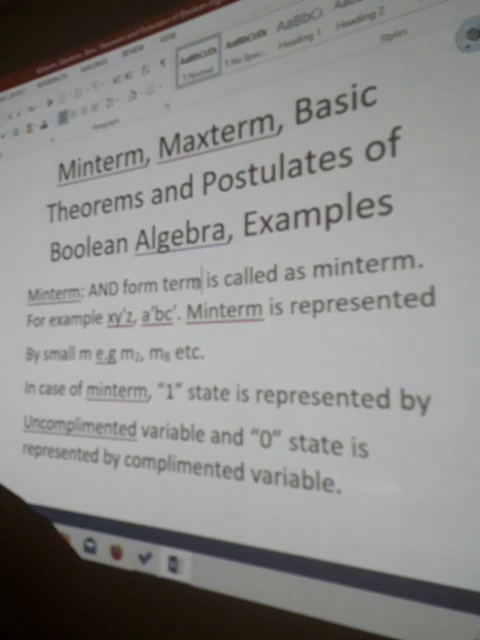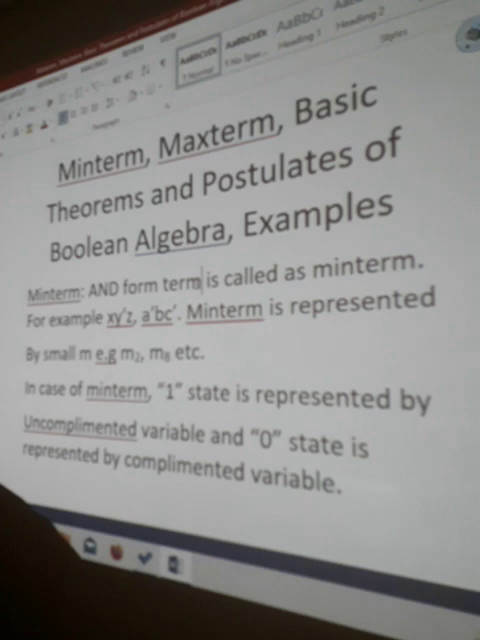An AND form term is called the Minterm. For example, x y' z, a' b c'. A minterm is represented by small m, and there is some number in the subscript. For example, m2 and m8. m2 is the minterm corresponding to the binary code 2. Similarly, m8 is the minterm corresponding to the binary code 8.